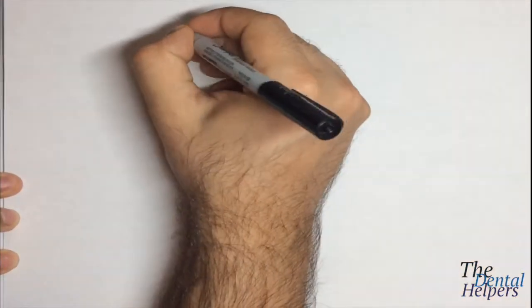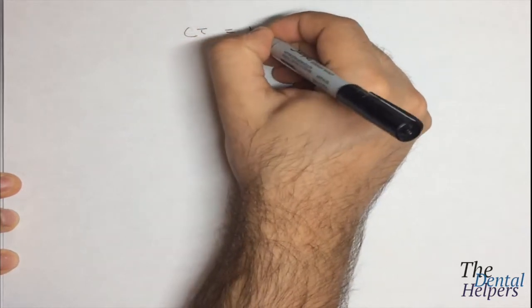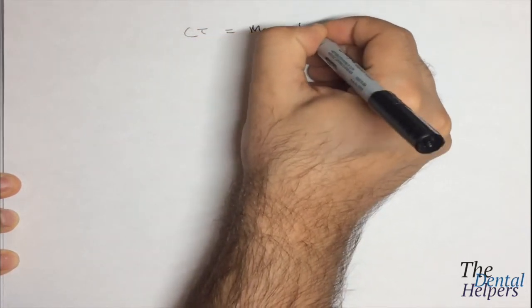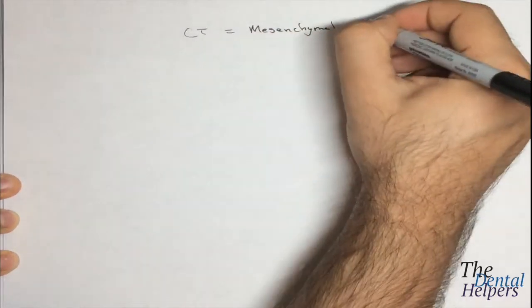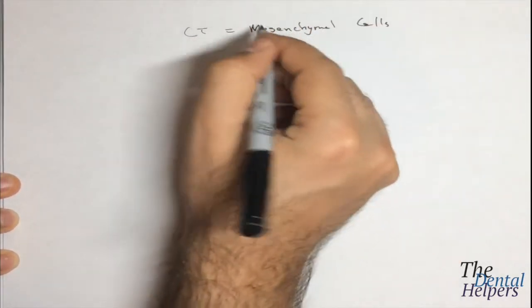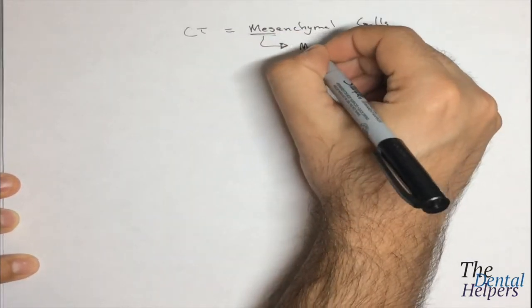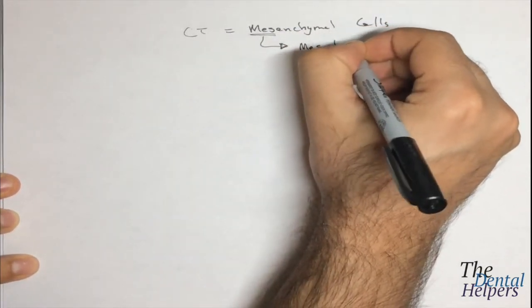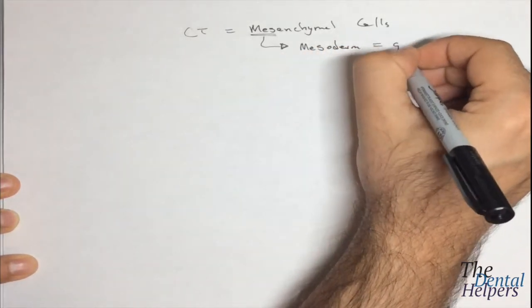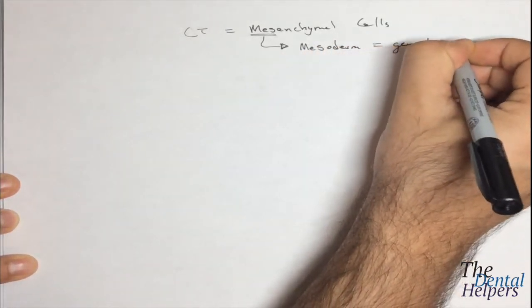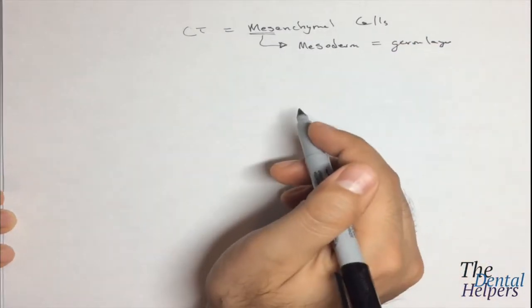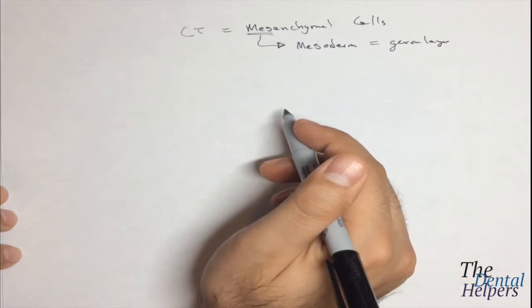It starts in the embryo, and all connective tissue are derived from mesenchymal cells. So just remember that if it's a connective tissue, it equals mesenchymal cells. And because it has mes as the root, automatically remember it's mesoderm as the germ layer, or neural crest cells.